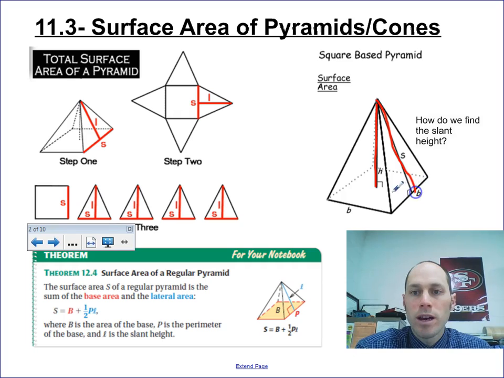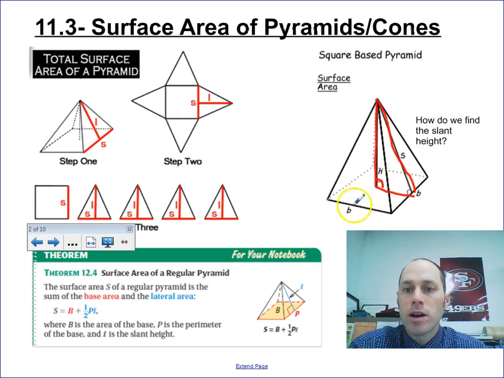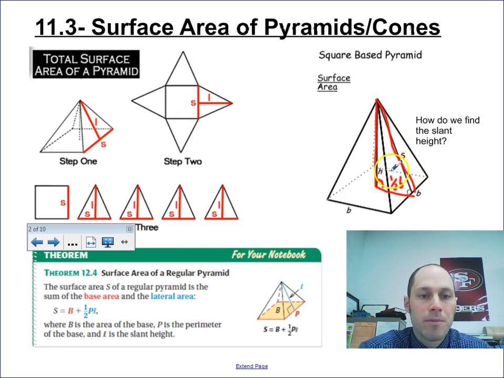Well, if you're thinking in your head already, I'm starting to see a right triangle there, you're on the right track. It's just a matter of Pythagorean theorem. If I know the base, I know the height is going to be halfway in between there. It's half the base. And then I just use Pythagorean theorem: a squared plus b squared equals c squared. So we'll go through an example where we do that.